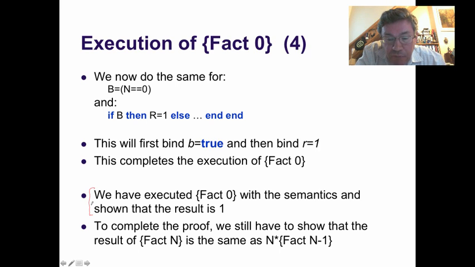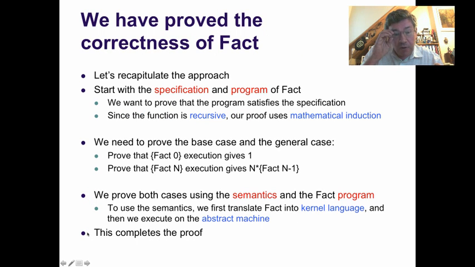To complete the proof now, we still have to show that the result of factorial n is the same as n times factorial n minus 1. Remember, that was the second case in our inductive proof, the general case. So what we did now is just the base case. So I'll leave that as an exercise.